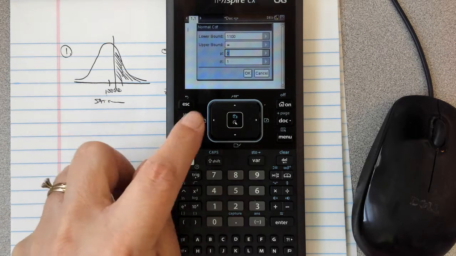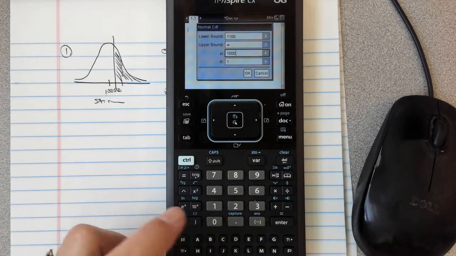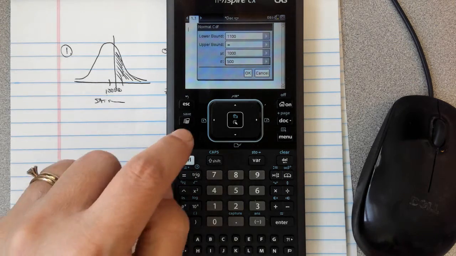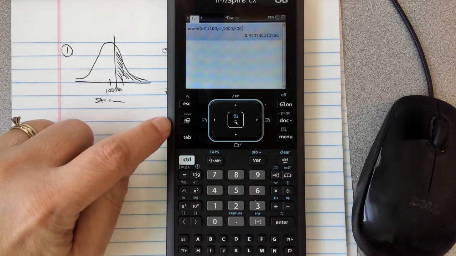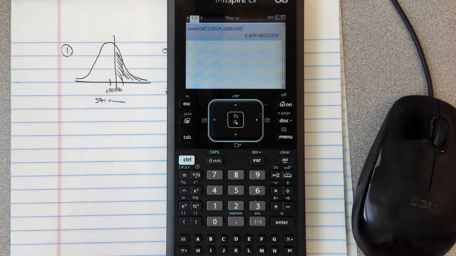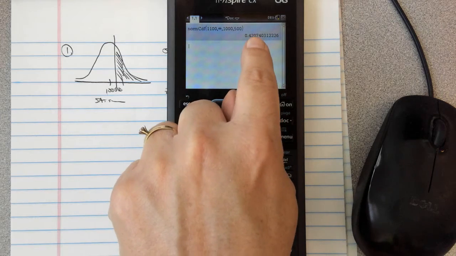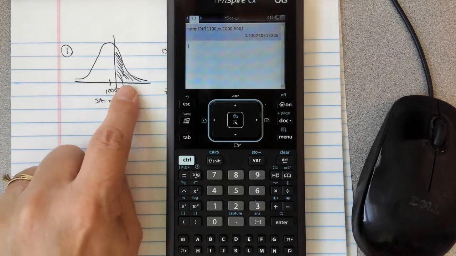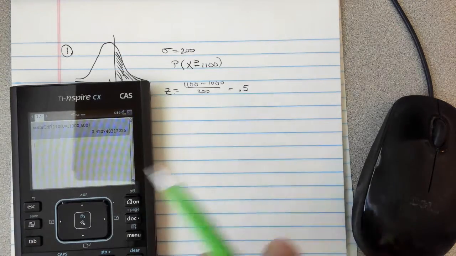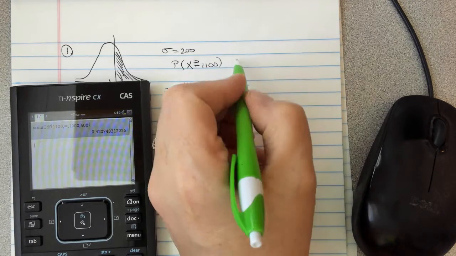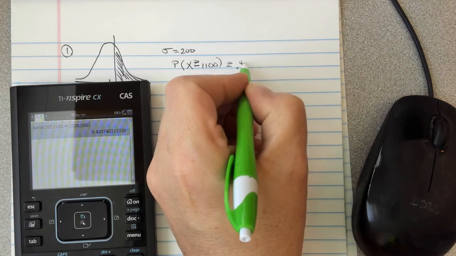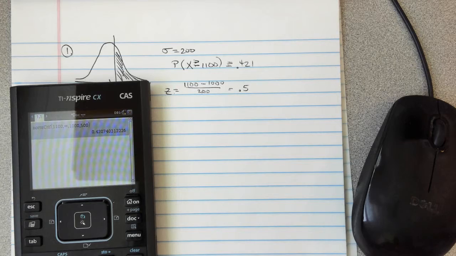And the mu is your mean. Well, the mean was 1,000. And standard deviation, that was 200. And when you click on OK, and this tab key right here is your best friend because the tab key is the easiest way to get from one cell to the next. 42.1% of the curve is there. So the probability that a student has greater than or equal to 1,100 is about 0.421 if we round to the nearest hundredth.